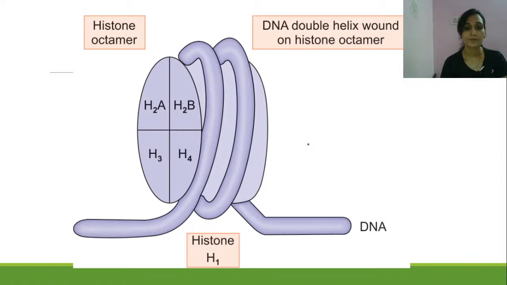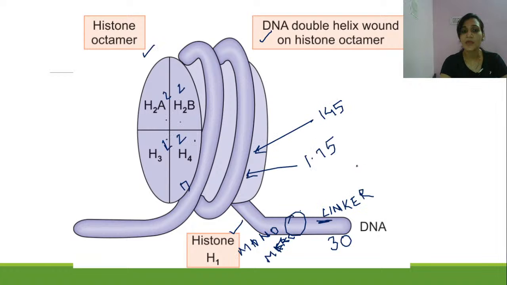Right. So, how many different types of histones have we seen till now? We have seen 5 types of histones. So, what are these 5 types? H1, H2A, H2B, H3 and H4. These are the 5 types of histone proteins.